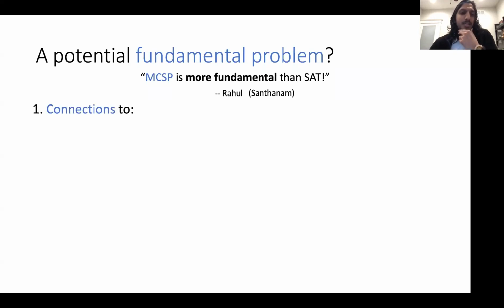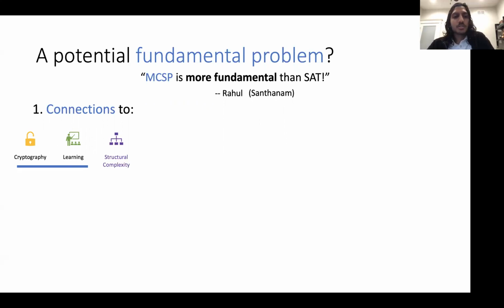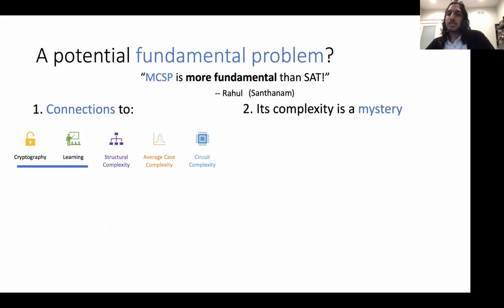So to me, what makes MCSP interesting is the connections the problem has. It has connections to cryptography and learning theory. And to me, these connections really stand out because they're areas that maybe SAT doesn't connect so well to. The connections between SAT and cryptography and learning aren't as tight as maybe we would hope them to be. And it also has connections to aspects in structural complexity, average case complexity, and circuit complexity, maybe as you expect once I define it. So it has all these different connections, and moreover, we know very little about the problem itself. Its complexity is a real mystery.